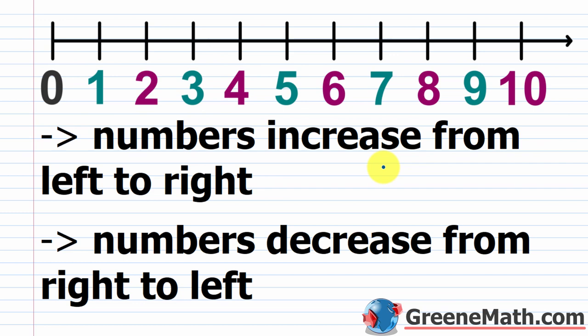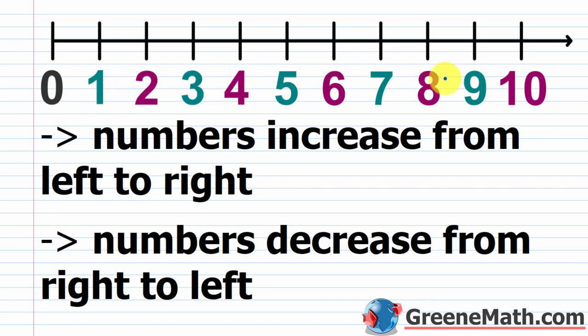Now, there are a few things we want to think about when we look at the number line. First off, numbers increase from left to right. You can pick any two numbers you want and think about them for a moment. Let's say I start with something easy like 1 and 2. I know that 2 is a larger number than 1, and notice how 2 is to the right of 1 on the number line. Let's pick two other ones: 6 and 7. 7 is a larger number than 6, and 7 is to the right of 6 on the number line. So as we move to the right, numbers are increasing in value.